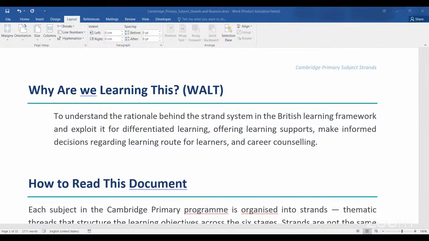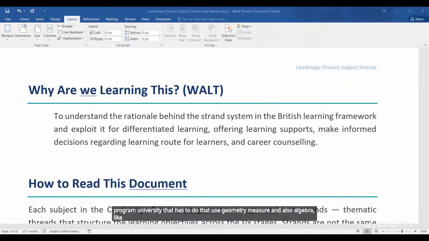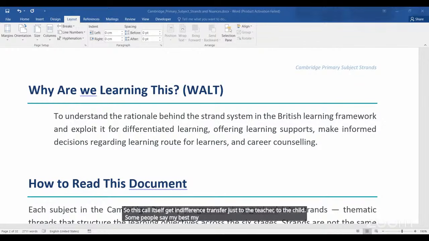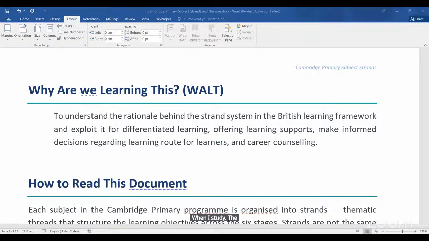And must not do a university program that uses geometry, measure, and also algebra, like medicine, like engineering, like architecture. So the score a child gets in different strands suggests to the teacher and to the child. Some children will say, whatever my best friend studies is what I'm going to study. The score per strand will tell the child, see your areas of strength and areas of improvement.